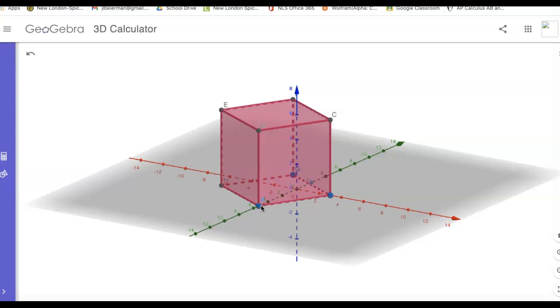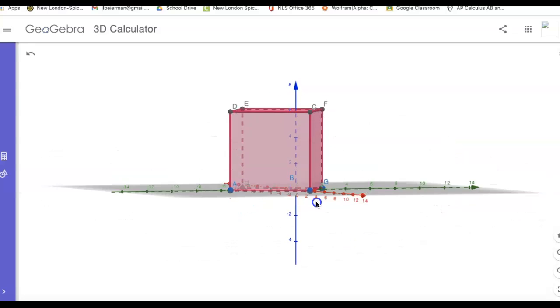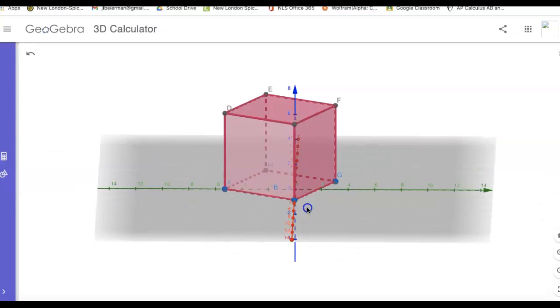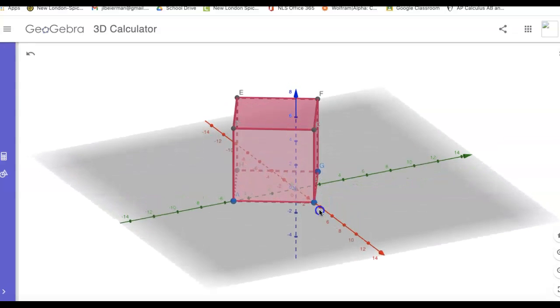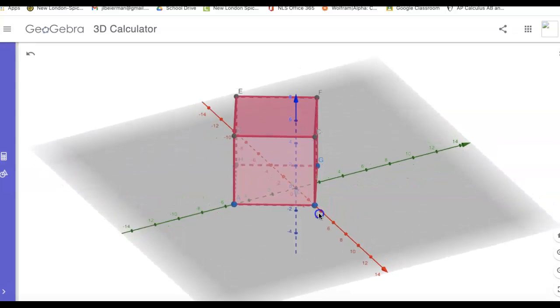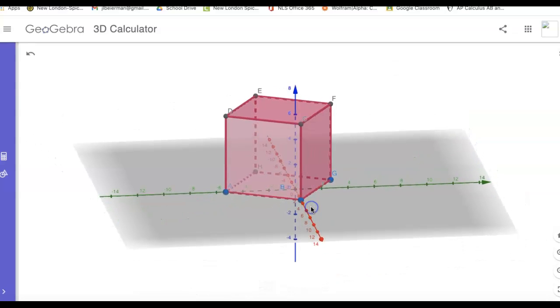Right? And then the third one is name a plane that is parallel to ABG. So A, B over here, and G. So ABG, which is the bottom plane. The plane that would be parallel to that would be the top plane. We only need 3 letters, so we could say plane D, E, F.